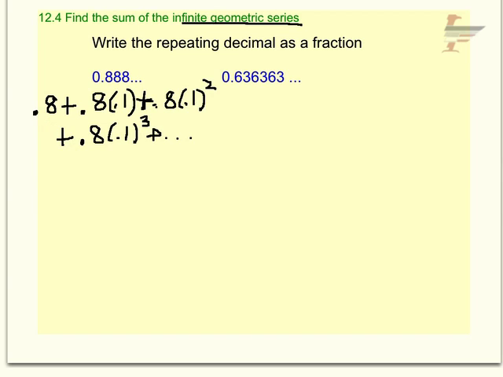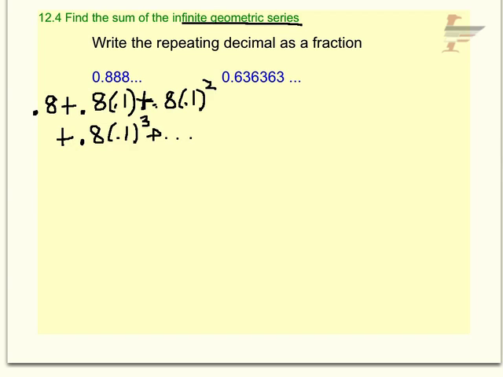So 0.8 obviously gives me that first 0.8. 0.8 times 0.1 is 0.08. So if I take 0.8 plus 0.08, I'm going to get 0.88. This 0.8 times 0.1 squared will make this 0.008, and when added to these two, we'll get that third 8. So basically I keep growing in terms of that repeating 0.8. Well, now you can see this goes on to infinity because it's a repeating decimal.